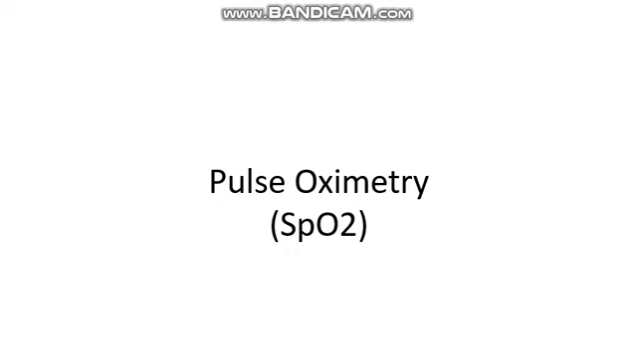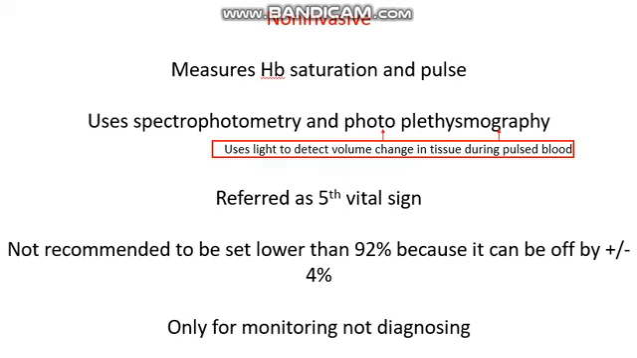Pulse oximetry is non-invasive. It measures Hb saturation and pulse. It uses spectrophotometry and photoplethysmography, which uses light to detect volume change in tissue during pulsed blood. It is referred to as the 5th vital sign. It is not recommended to set alarms lower than 92% because it can be off by plus or minus 4%. It is only for monitoring, not diagnosing.